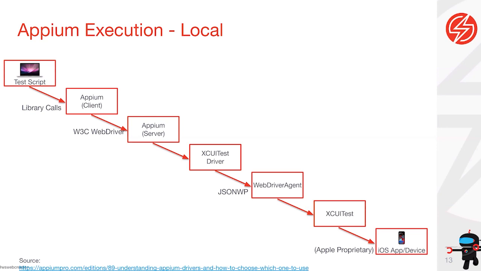Is that 7 steps? 1, 2, 3, 4, 5. 7 steps between you and the device you're testing on. Even if you're running locally, the same 7 steps occur every single time, and that's the key. Every single time you run a command, enter text, it goes through these 7 steps.